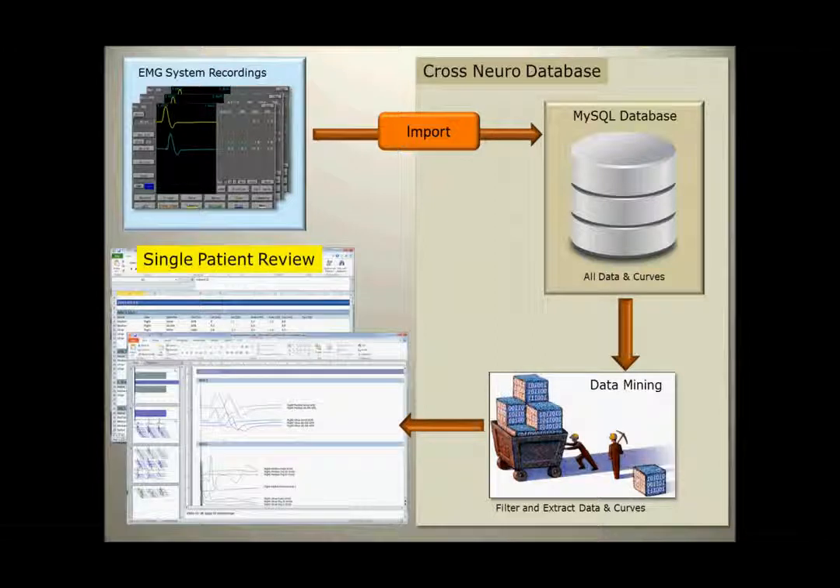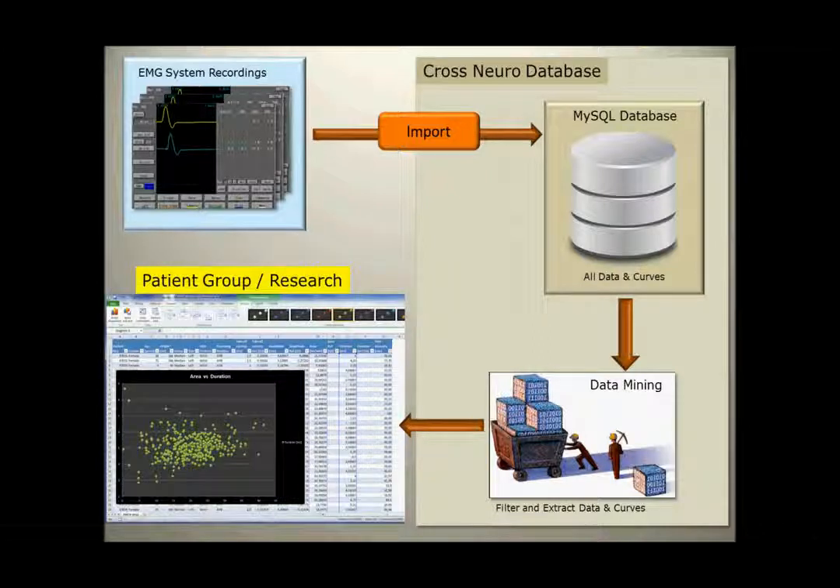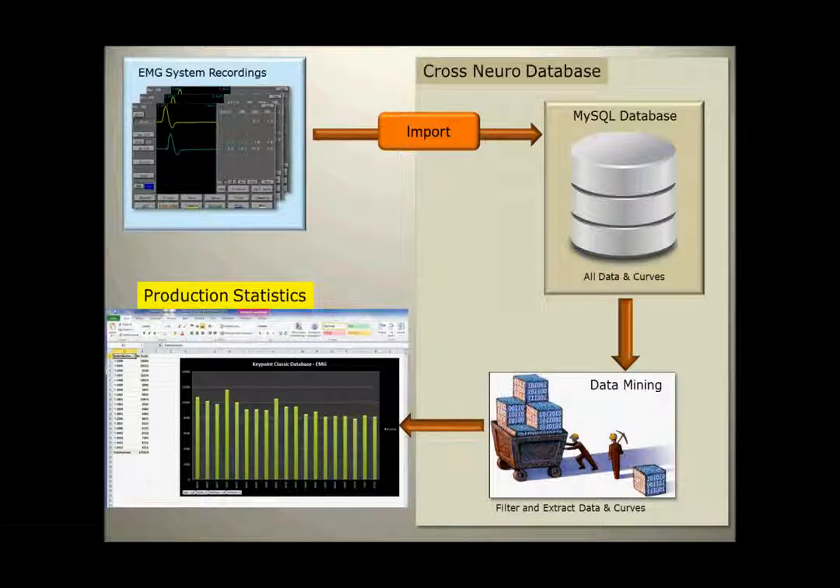The program contains three main functions. It allows you to review all results and curves from every visit for one selected patient. This will be invaluable the day you switch to another EMG system and cannot access old data anymore. It also offers a way of doing all kinds of statistics for a patient group, which is of course extremely time-saving during research projects. And finally, it creates and shows detailed administrative volume statistics.